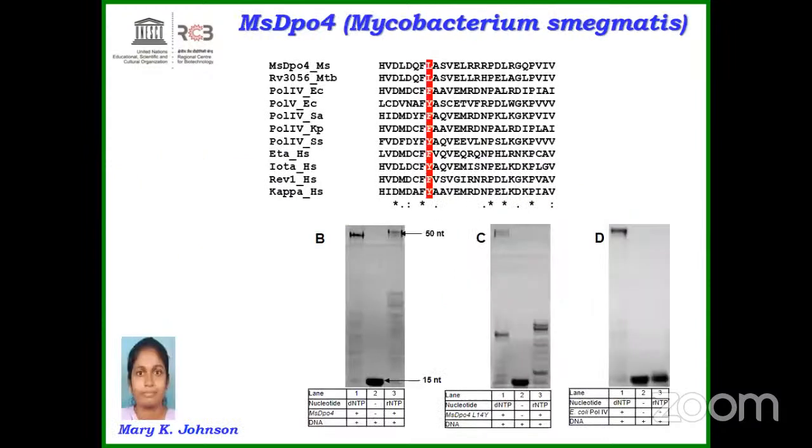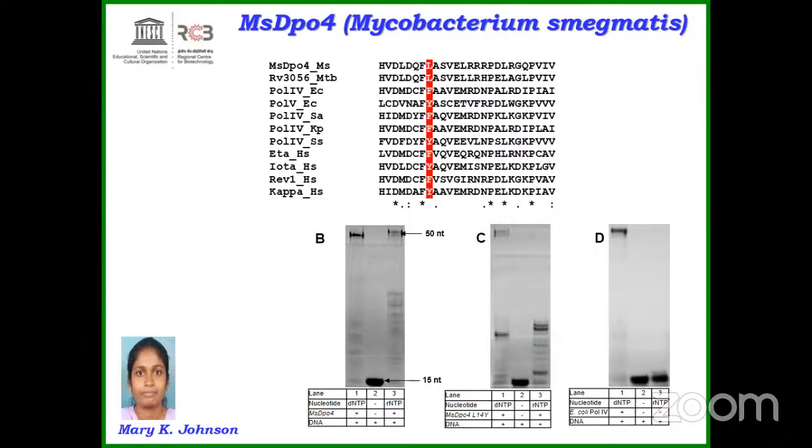Now, Mary, who was a student in the lab, was working on this DNA polymerase from Mycobacterium smegmatis. And what she saw was that this DNA polymerase naturally does not have the aromatic residue. It has a leucine there instead of a tyrosine or a phenylalanine. So one would expect this polymerase to incorporate ribonucleotides more than DNA polymerase 4. And that was correct. It was incorporating a lot of ribonucleotides.